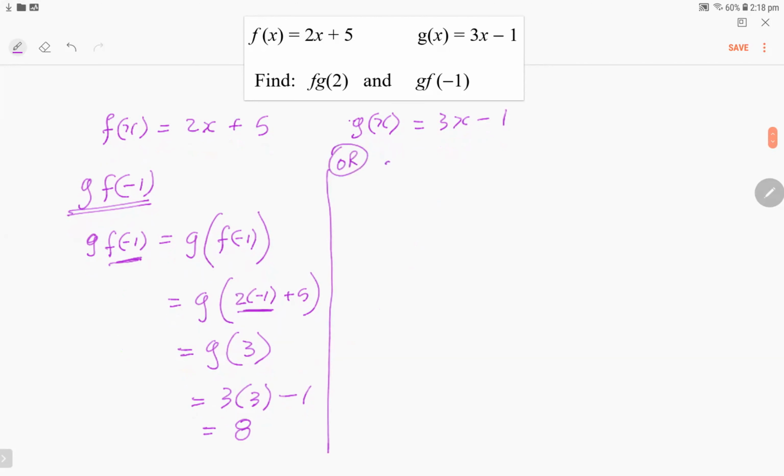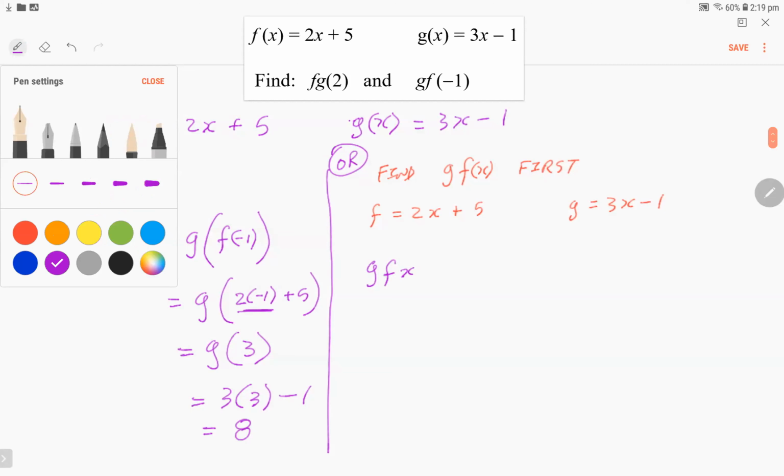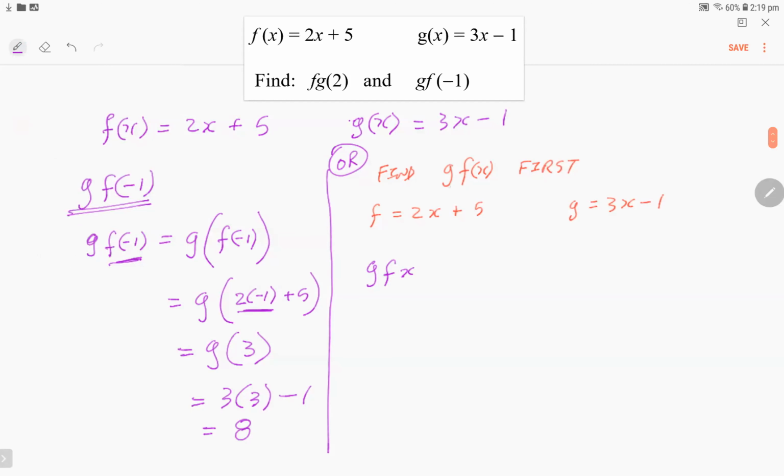Or the other method is to find g of f of x first. In other words, find the composite function first. We're working with f equals 2x plus 5 and g equals 3x minus 1, and we're trying to form that composite function first, g of f of x. What does this mean? Let's write it up here.